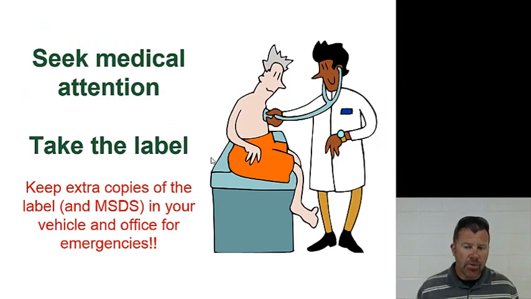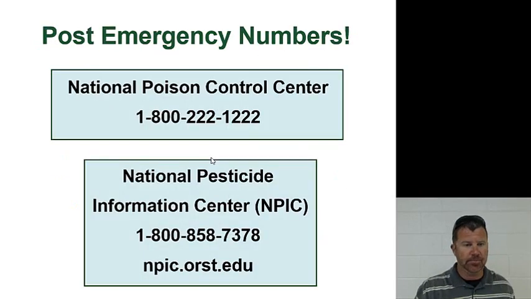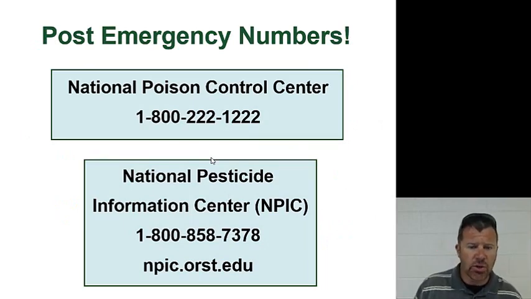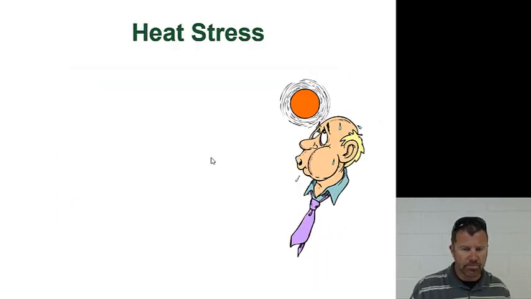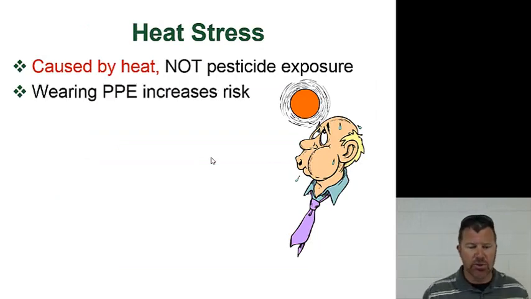Take the label to the doctor when you've been exposed, or one of your coworkers has been exposed to the pesticide, and keep extra copies of the label and MSDS in your vehicle and office for emergencies. Told you that again, guys. Keep it in a notebook. Emergencies: National Poison Control, and then the National Pesticide Information Center. Please call those numbers. And then heat stress, caused by heat, not pesticide exposure.